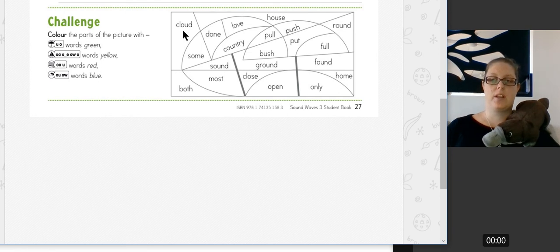All right. Cool. K, ow, ow, d. In that word, I heard the ow sound, so I'm going to colour it blue. Have a go doing the rest of that question. As a bit of a hint, the picture makes something you've seen a lot of in this page.